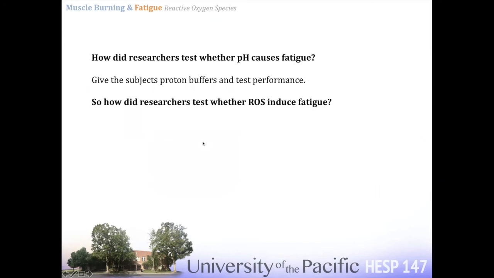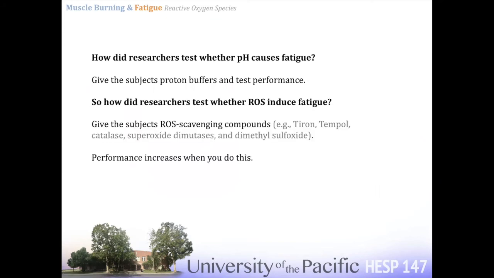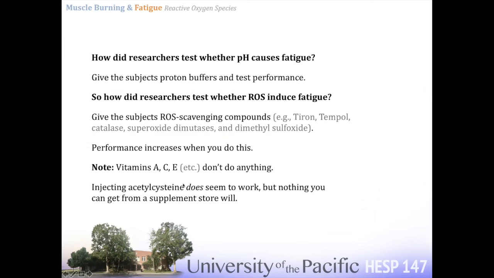But if you get these reactive oxygen species scavenging compounds, which is not like vitamin C. Vitamin C doesn't work. Vitamin E doesn't work. You're not going to go get a pill and do it. But like prescription drugs and stuff, you can do it. It actually works. Acetylcysteine, this is like if you have a Tylenol overdose, this is what you're going to take. But from a supplement store, you're not going to get any of these things that work. From a pharmacist, you can get something that works, and it can ward off fatigue.